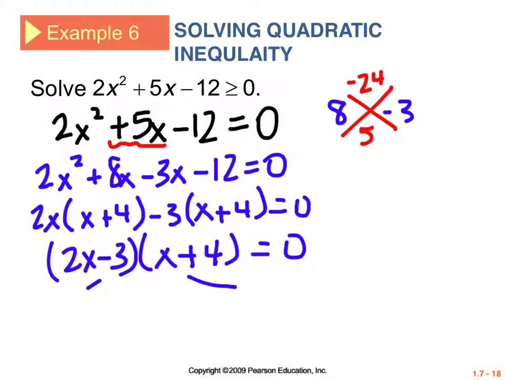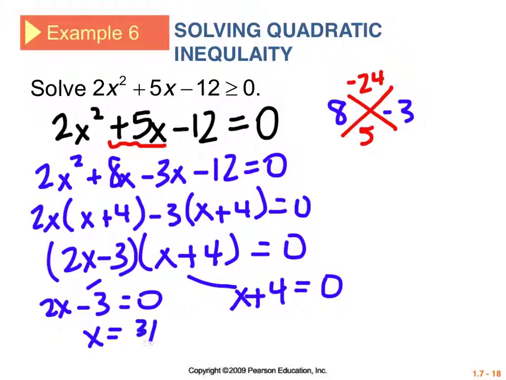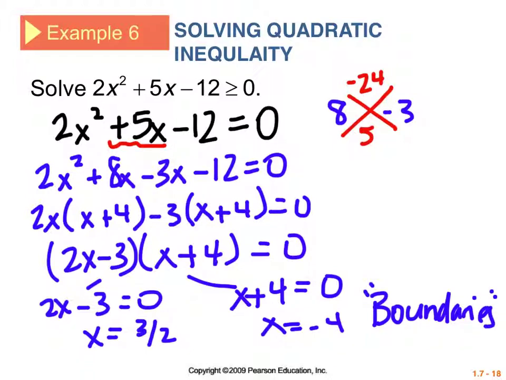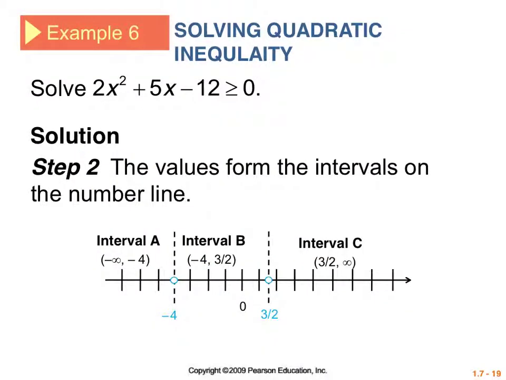And I take each one of those, set them equal to 0. 2x minus 3 equals 0. X plus 4 equals 0. And so x is equal to 3 halves, or 1.5, and x is equal to negative 4. And so these are our boundaries on our number line. So here's a picture of our number line. Our first interval created by our boundary points goes from negative infinity to negative 4. Our next interval goes between negative 4 and 3 halves, or 1.5. And the last one's from 1.5 to infinity.